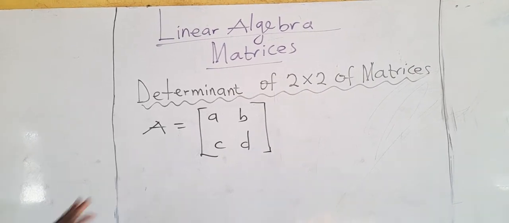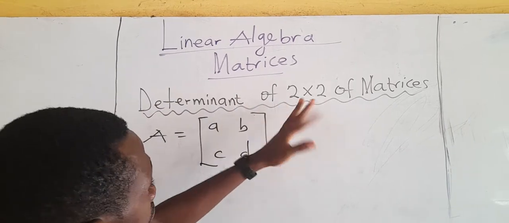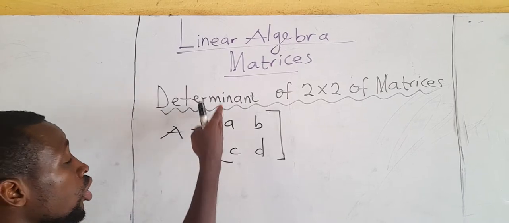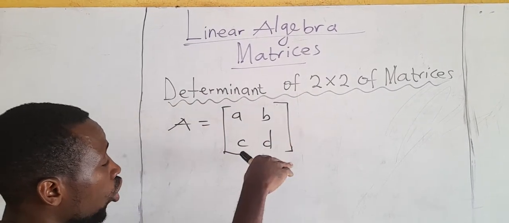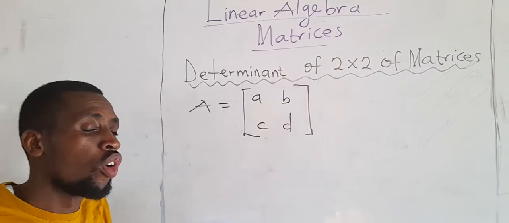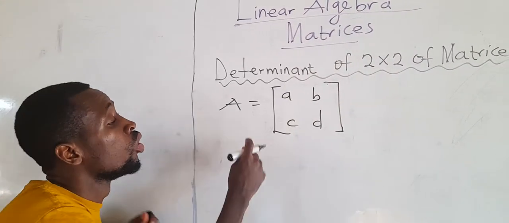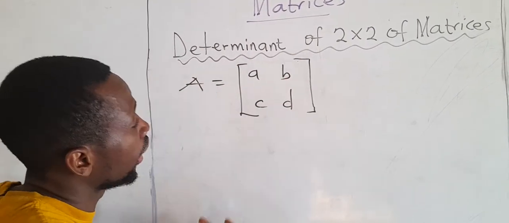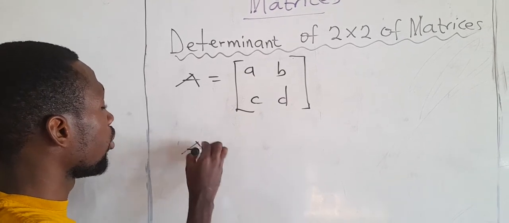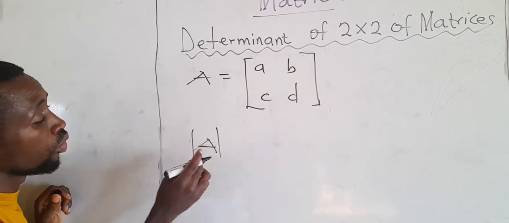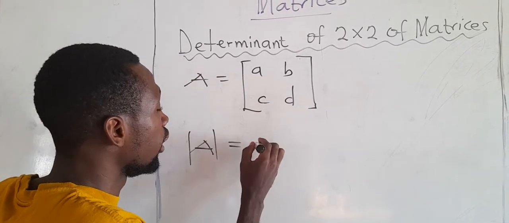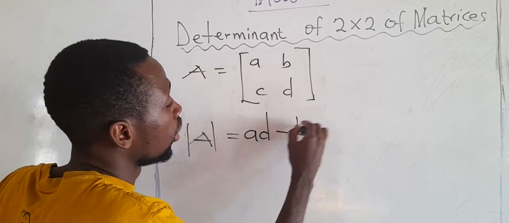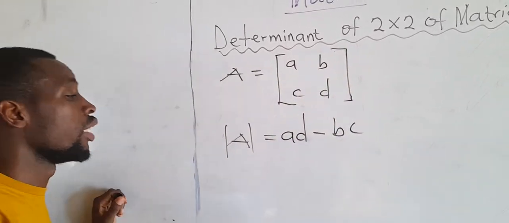First we start with the determinant of a 2x2 matrix. Remember, a 2x2 matrix is a matrix having two entries in the row and two entries in the column, and it is a square matrix. I know you are conversant with it by now. To find the determinant, you multiply this, minus this multiplied by that. That is it. This is how we write the determinant of a matrix A. It will be equal to A times D, AD, minus C times B, BC. This becomes the determinant of this matrix.